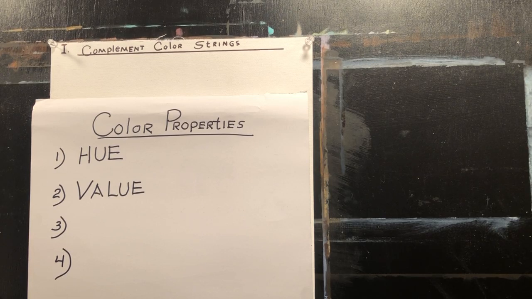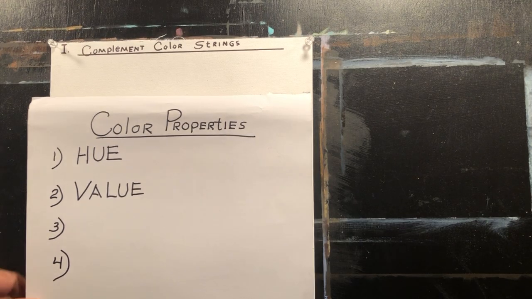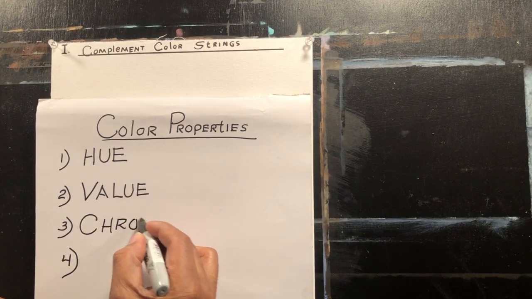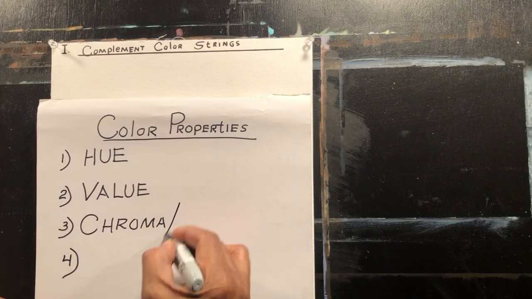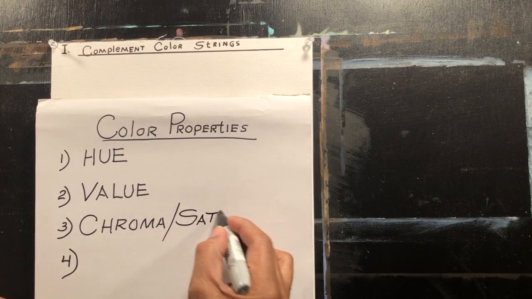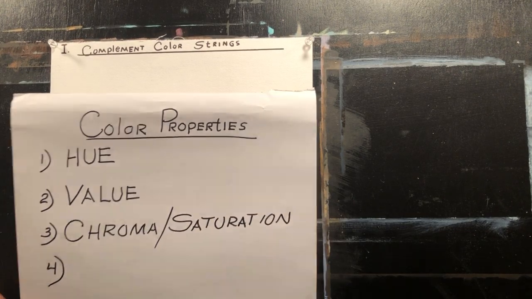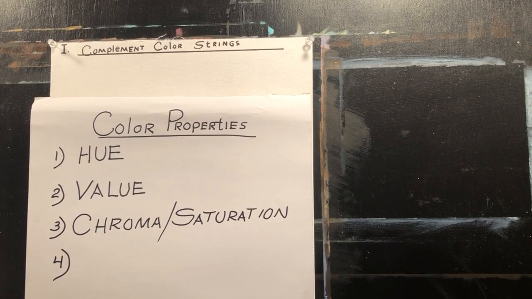Usually we increase the value by adding white, and we decrease the value by basically adding black or sometimes another lower color on the scale, chromatic shading. But value is the lightness or darkness of a color. Next, we may have chroma, sometimes called saturation. What that means is the pureness or grayness of a color.